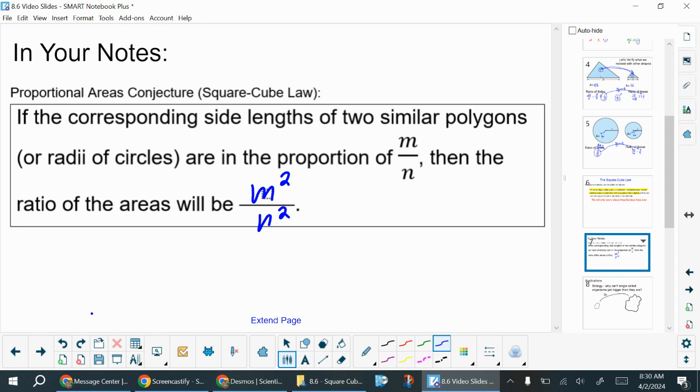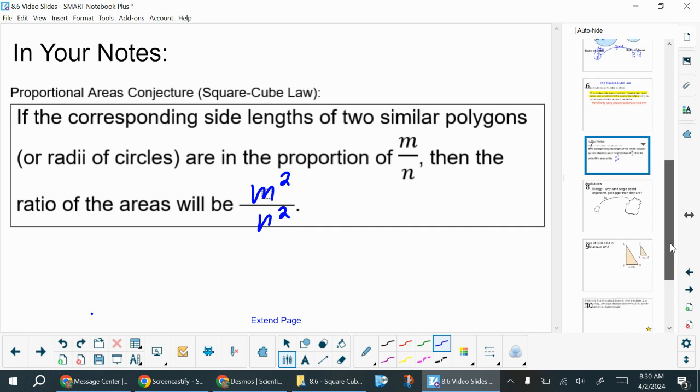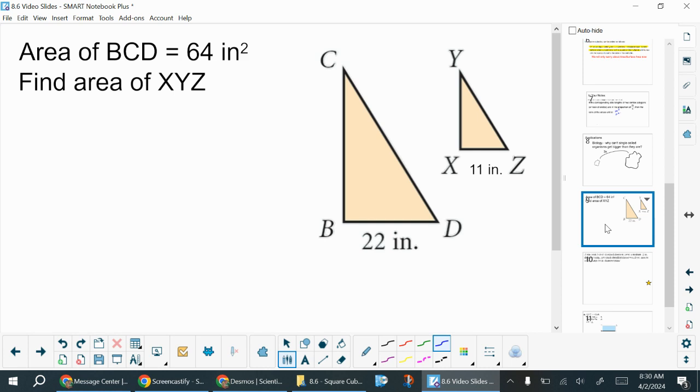You'll hear it called the square cube law because the areas ratio is squared. Right? We'll eventually talk about the volume portion of this, which is the cube part. Right? So we'll do a couple examples here of kind of what this looks like to actually solve some problems.